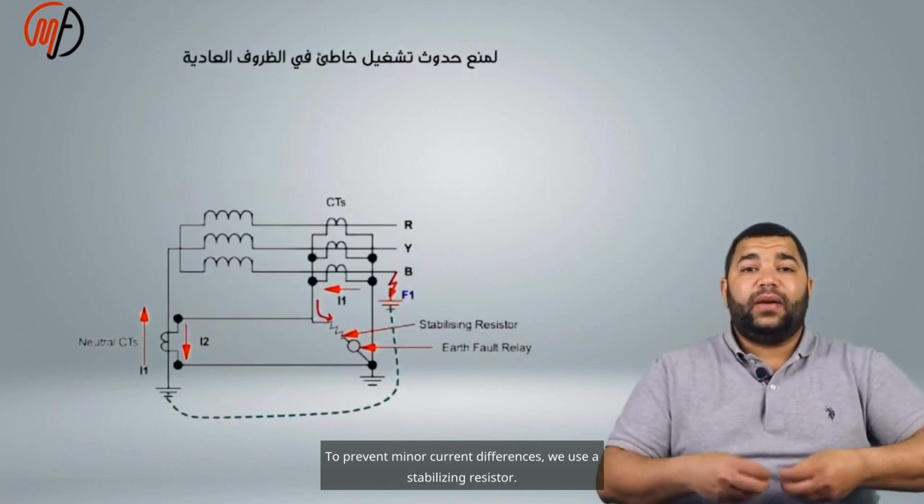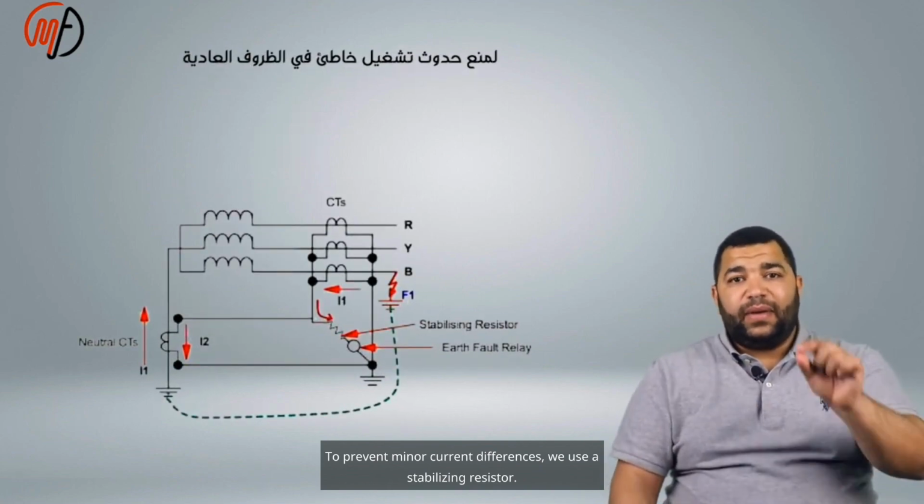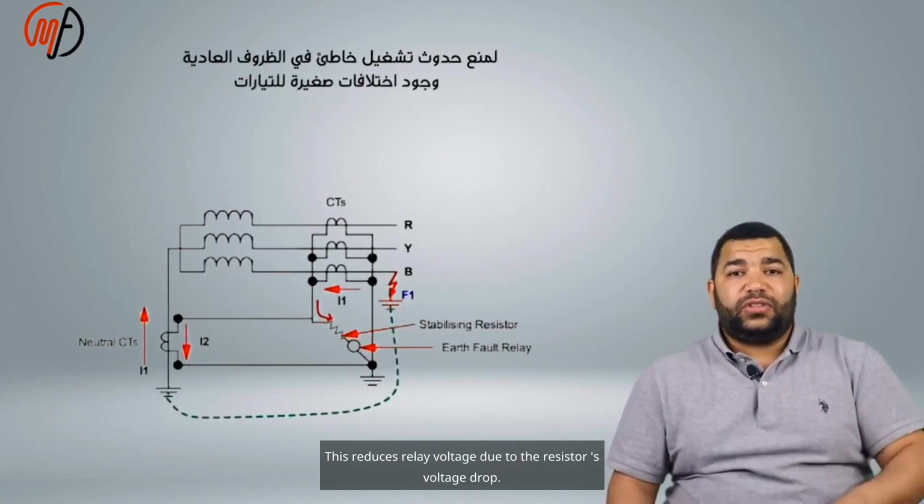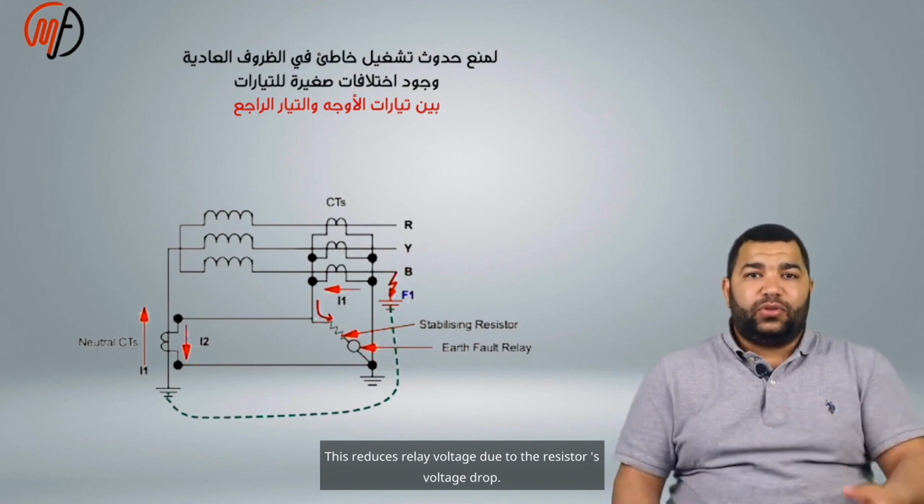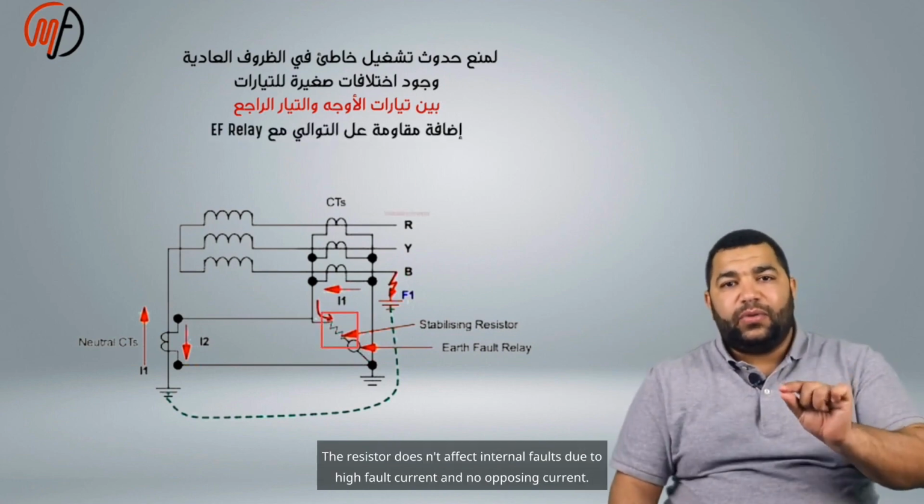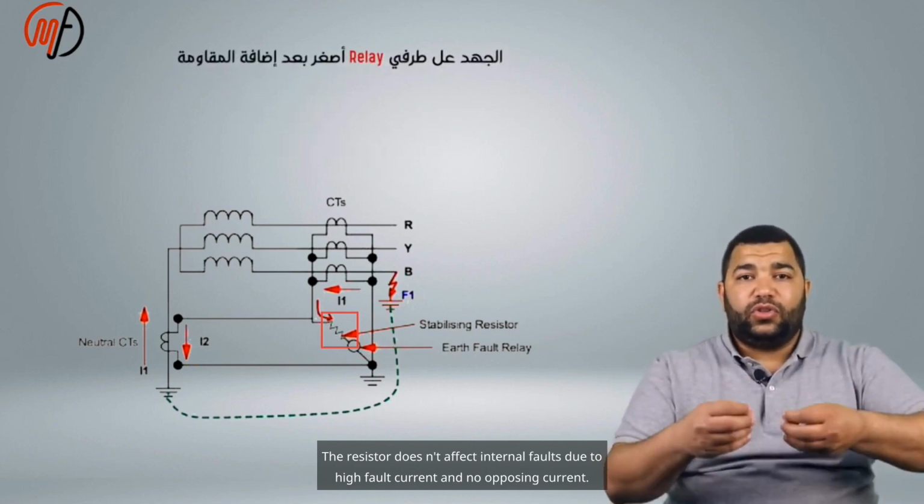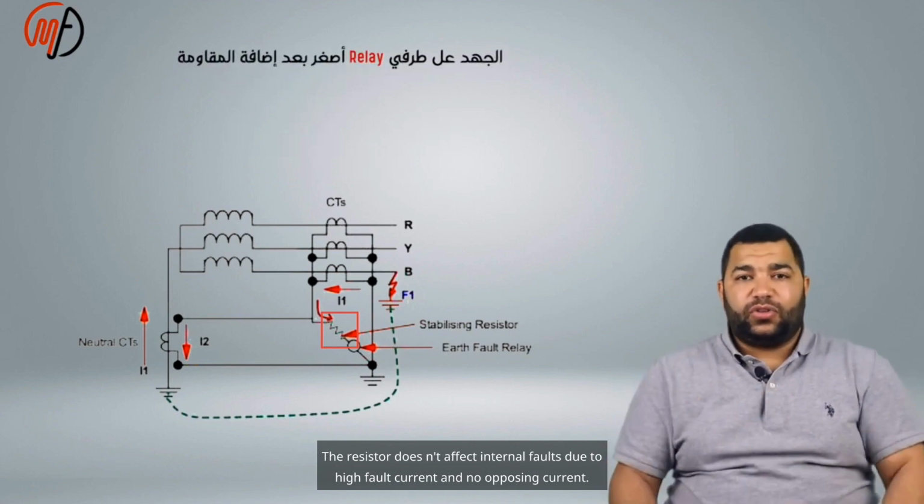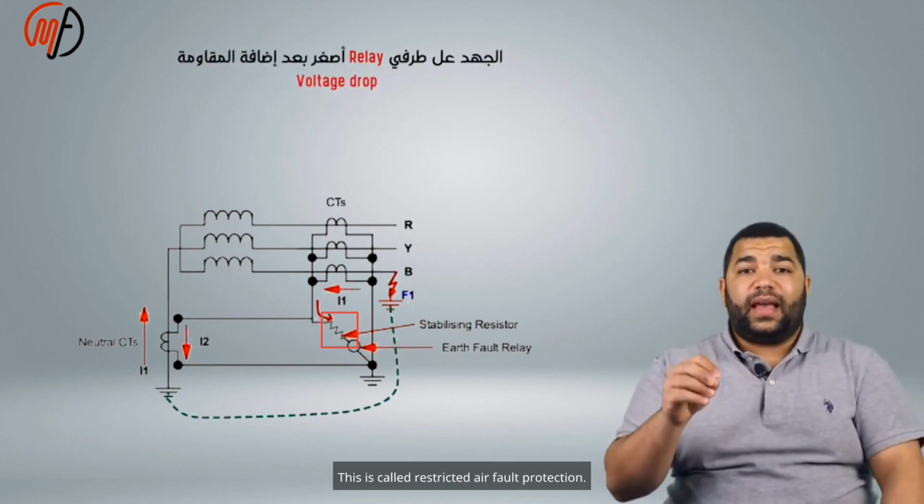To prevent minor current differences from causing operation, we use a stabilizing resistor. This reduces the relay voltage to the resistor's voltage drop, so small currents become negligible. The resistor doesn't affect internal faults, due to the high fault current and no opposing current. This is called high impedance restricted earth fault protection.